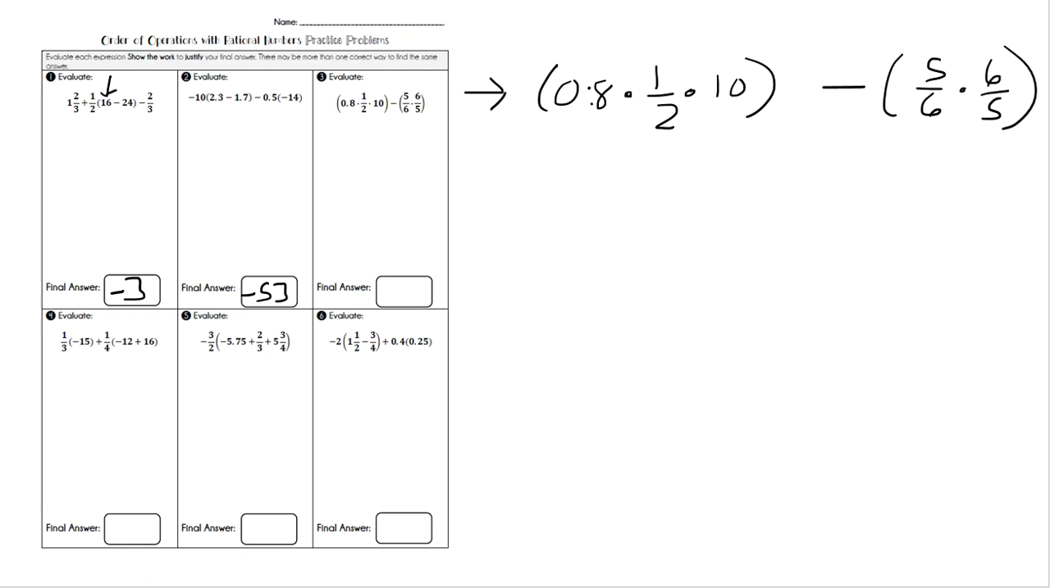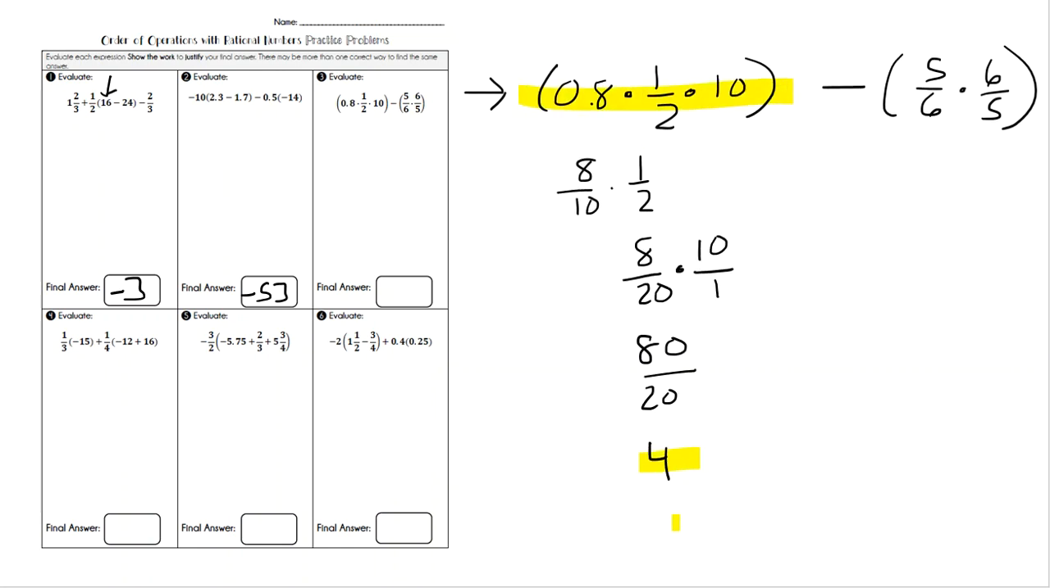I'm going to start with just multiplying the 0.8 times 1/2. I'm going to change the 0.8 to a fraction of 8/10. Okay, and 8/10 times 1/2 is 8/20. Now we need to times that by 10. The 10 becomes a fraction by putting it over 1. And then top times top, 8 times 10 is 80. Bottom times bottom, 20 times 1 is 20. And 80 divided by 20 is a 4. Okay, so that was this parenthesis.